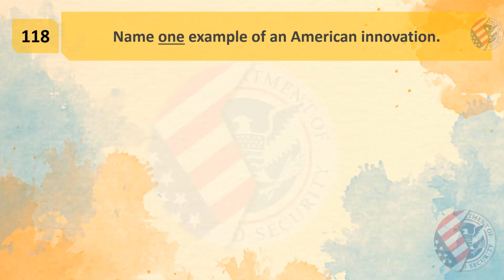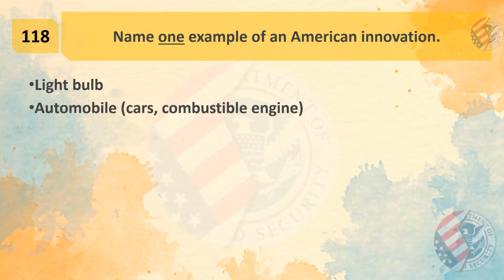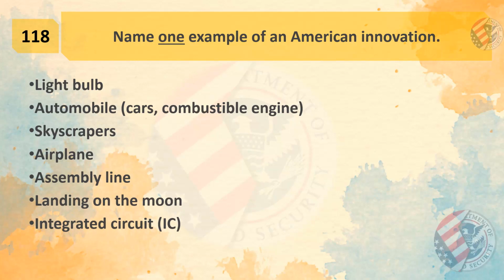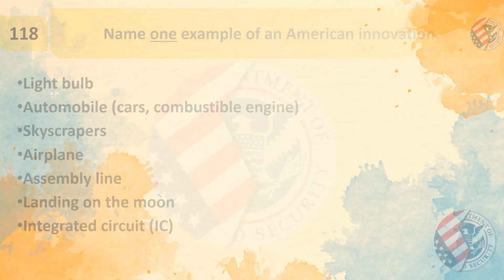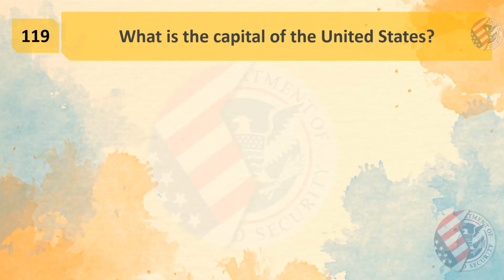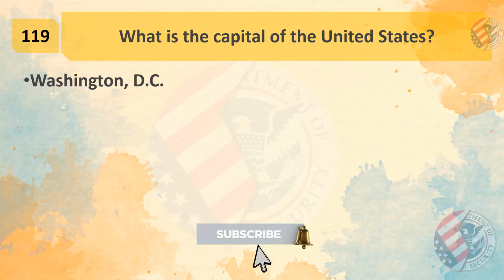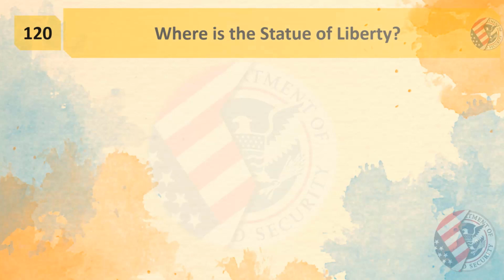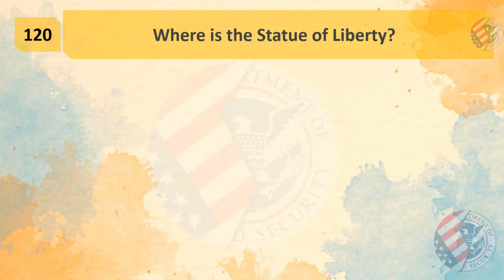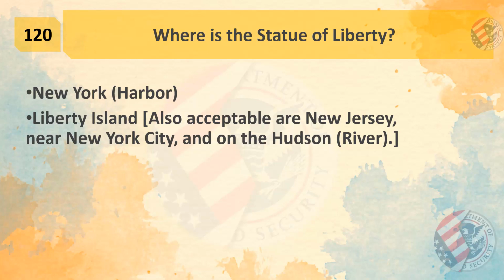Name one example of an American innovation. Light bulb, automobile, cars, combustible engine, skyscrapers, airplane, assembly line, landing on the moon, integrated circuit, IC. What is the capital of the United States? Washington, D.C. Where is the Statue of Liberty? New York Harbor, Liberty Island, also acceptable: New Jersey, near New York City, and on the Hudson River.